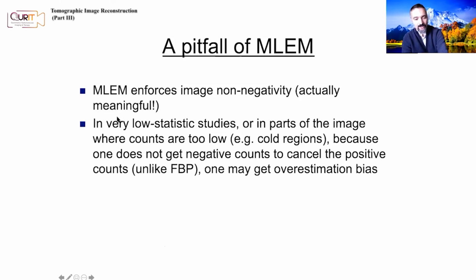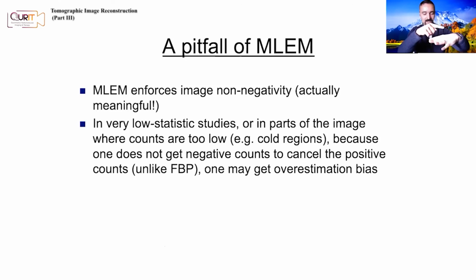However, when you're having very low statistic studies, let's say you're only having few events that you're back projecting, say tens of thousands or hundreds of thousands of events, not millions of events. Or if you're looking at parts of the image where the counts are too low, like in cold regions, because you cannot have negative numbers, you may not be able to cancel things. For example, imagine a really cold region. Well, if you have noisy reconstruction, noise can definitely become positive, but it cannot become negative because MLEM does not allow negative.